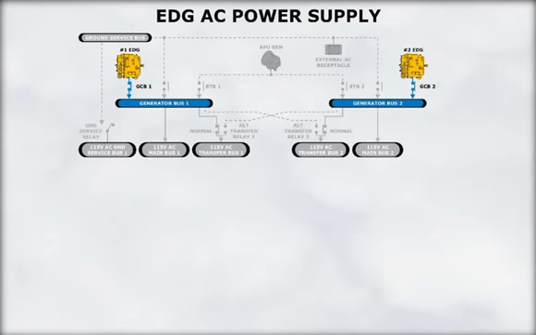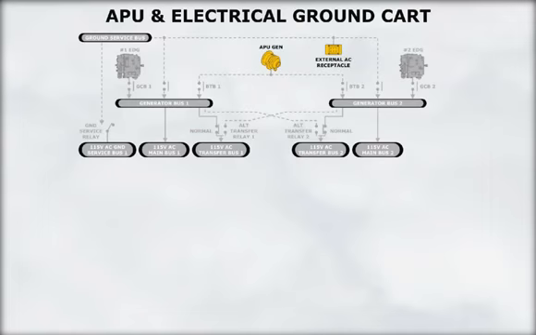There are no provisions for paralleling electrical power source. Therefore, only one power source can be connected to a power bus at any given time. In this example, the engine-driven generators are powering their respective buses. Two other AC electrical sources can power the aircraft's electrical system: the APU and an external electrical ground power cart.